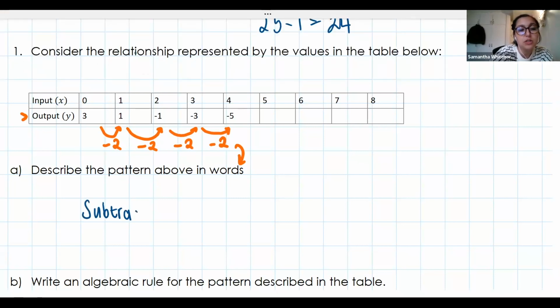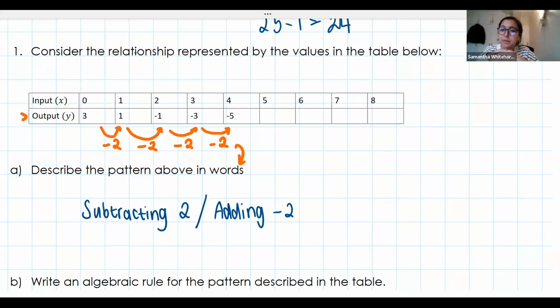So if you were asked to describe the pattern in words, that's exactly what you do. You tell me what you're doing to get your pattern. Now, some of you like to say adding -2. That is absolutely fine. It means exactly the same thing. So if you say subtract 2 or adding -2, that's fine. You've got the idea of the pattern.